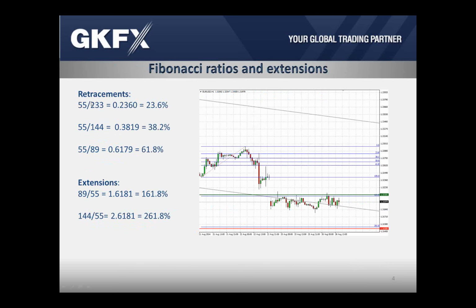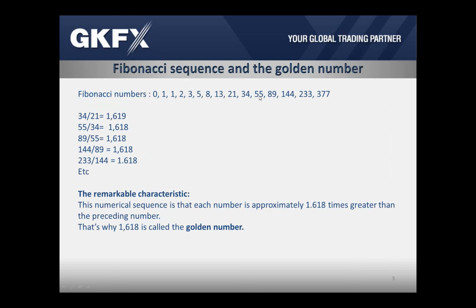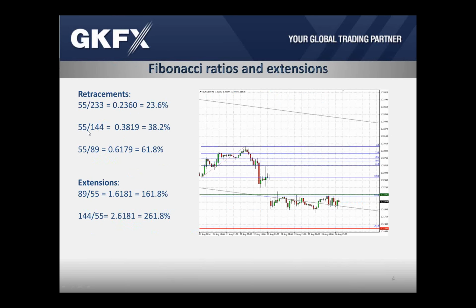So, how do I calculate a retracement? I take a number and I divide it by another number. First example, 55 divided by 234. Okay, this is 1, 2, 3, the third number after 55. The result is a ratio, not a percentage, and then a percentage: 23.6%. And then 55 divided by 144, the second number after 55, is 38.2%. And the last retracement, 55 divided by 89, is 61.8%.